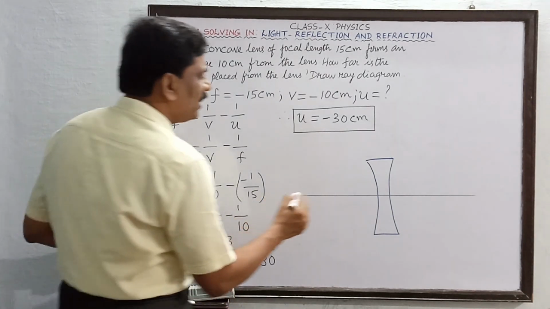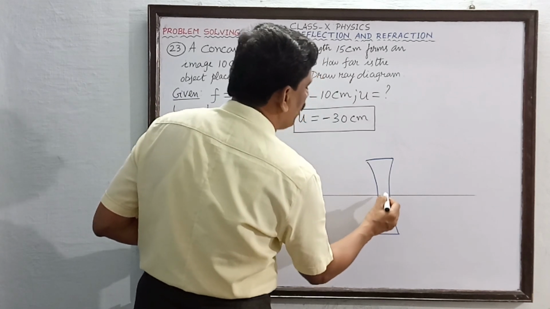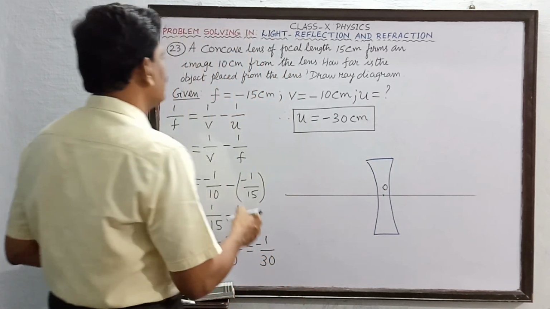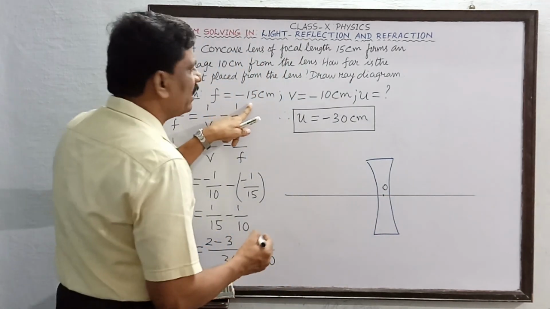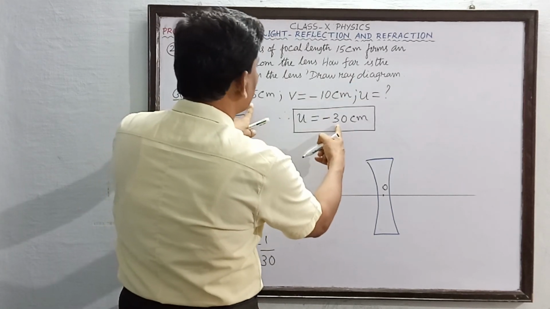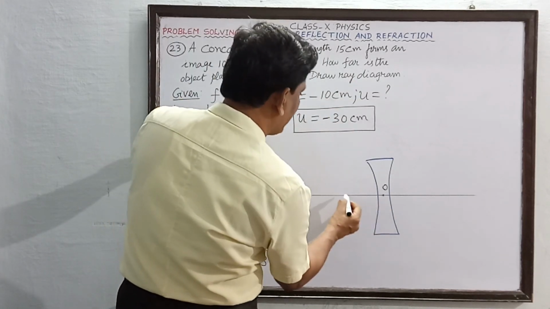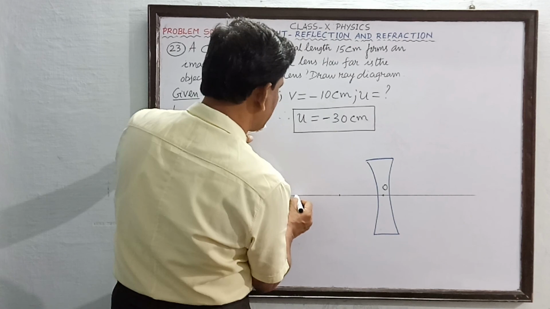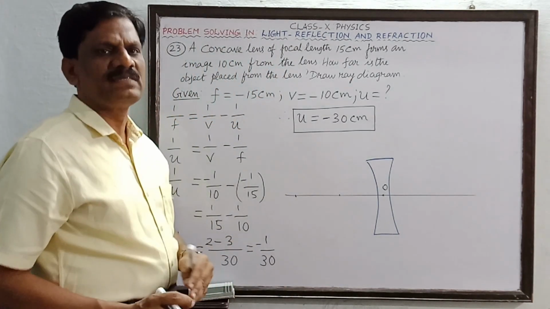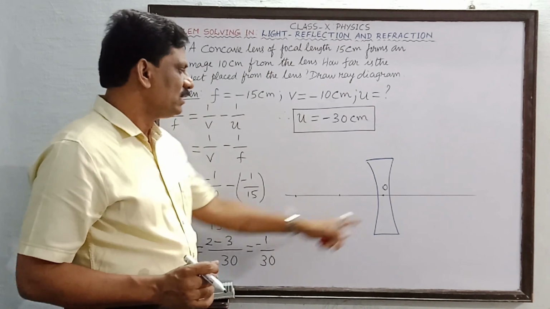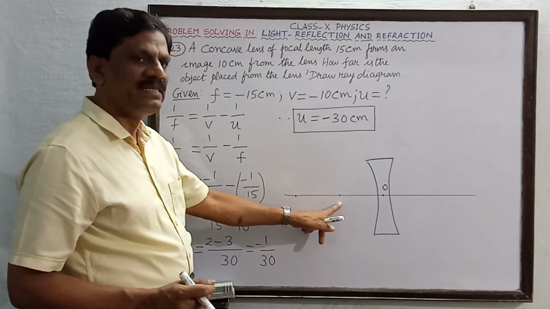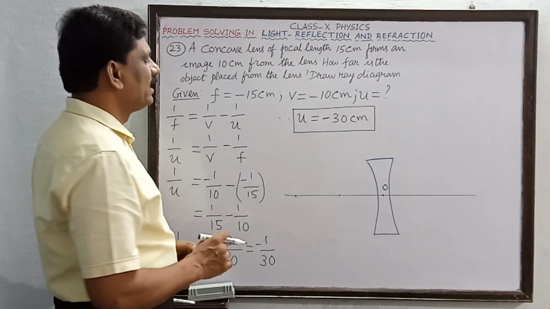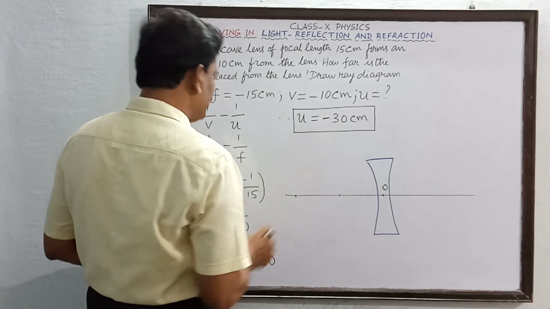You see here, this is the optic center O. O is the optic center. Now the focal length given here is minus 15, and the object distance is 30. So I will take the focal length from here, and twice this is the 30 centimeter. Whenever you draw the diagram, some approximation must be followed. So if this is 15 centimeter, double this is 30 centimeter. So what is the object distance? Object distance is 30 centimeter.